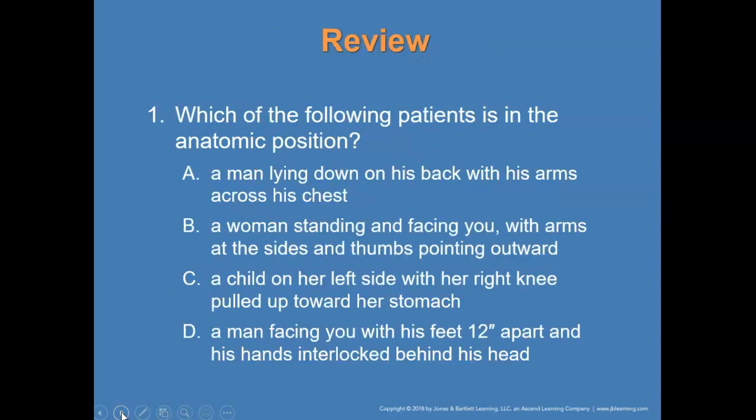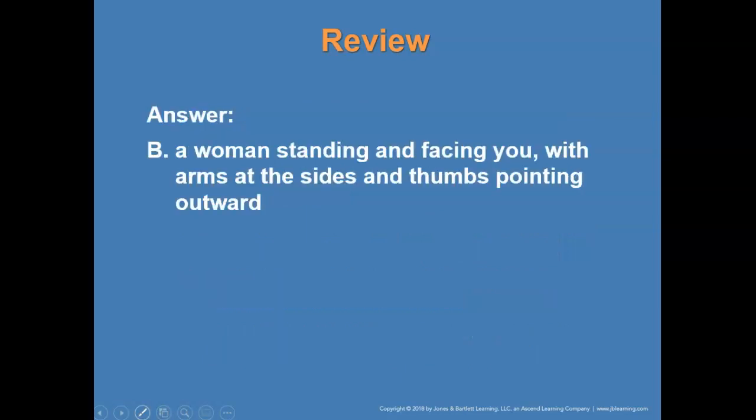I guess we'll do this, huh? Which of the following patients is in the anatomic position? Remember what that is? A woman standing facing you with arms at sides and thumbs pointing outward.